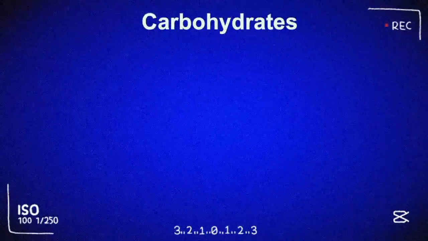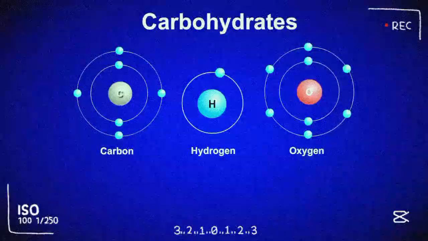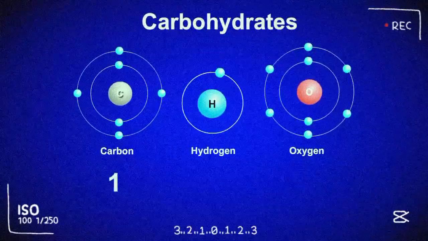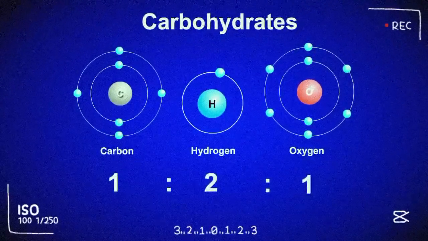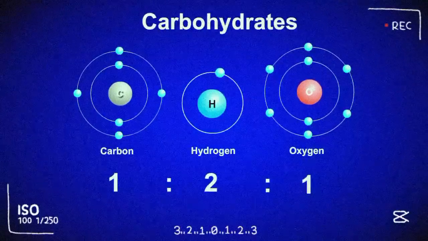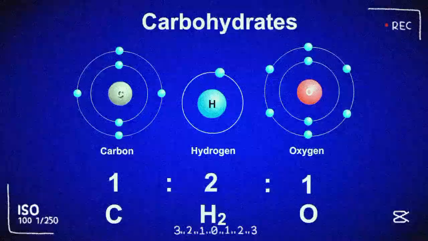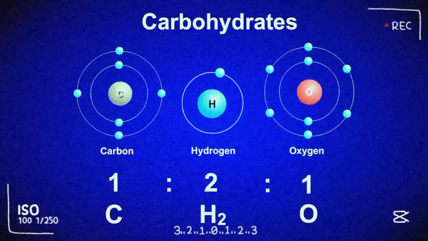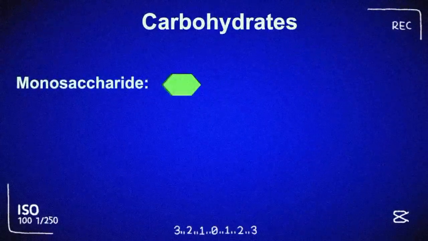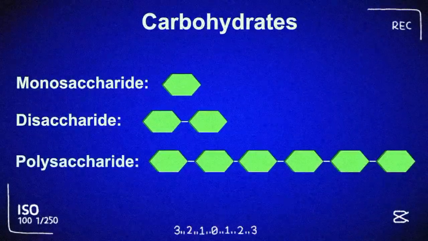Carbohydrates are biomolecules that are composed of carbon, hydrogen, and oxygen atoms in the ratio of 1 to 2 to 1. We can represent the proportion of these elements within carbohydrate molecules with the formula CH2O. Most carbohydrates are characterized as either monosaccharides, disaccharides, or polysaccharides.